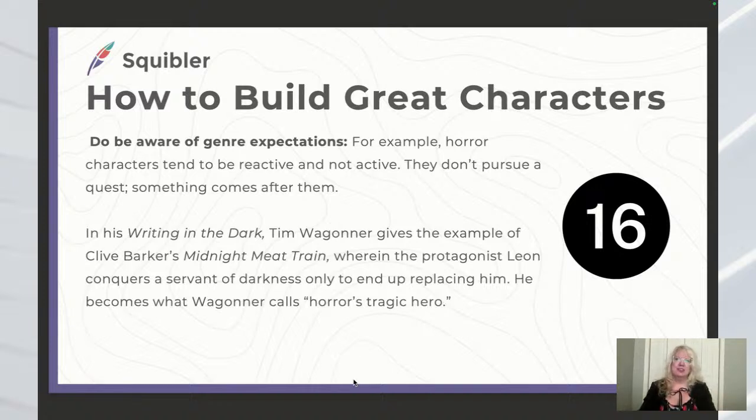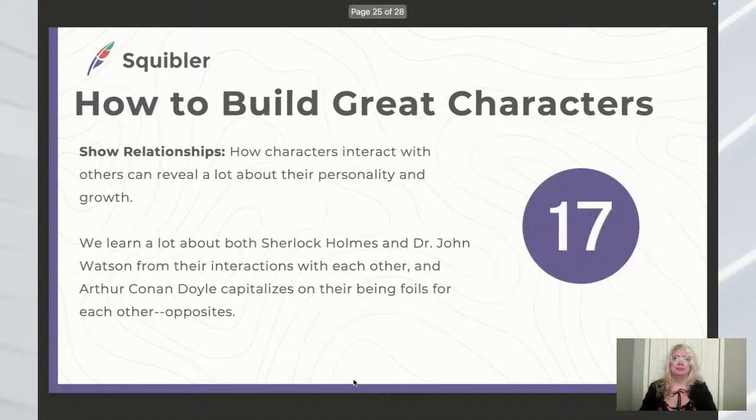So in his writing In the Dark, which is a great book for horror writers, Tim Waggoner gives the example of Clive Barker's Midnight Meat Train, where the protagonist Leon is conquering a servant of darkness only to end up replacing him. So he's got this battle that he's fighting at the beginning, and then he becomes what Waggoner calls horror's tragic hero. So he's staying within the genre expectations here. So you might want to think about, in the genre you're writing, what kind of characters are successful and why.